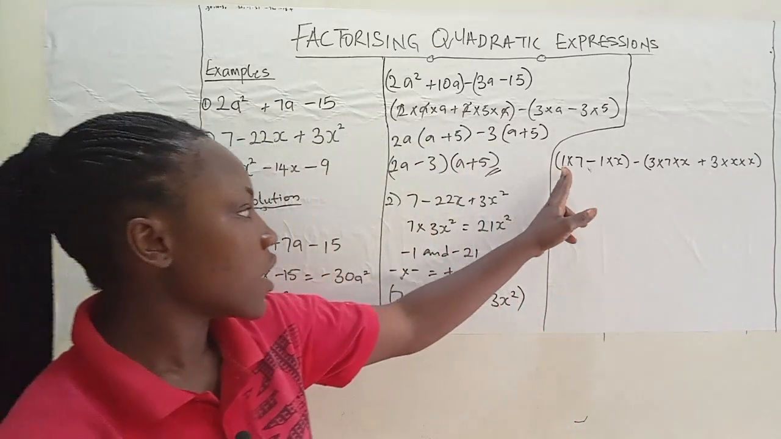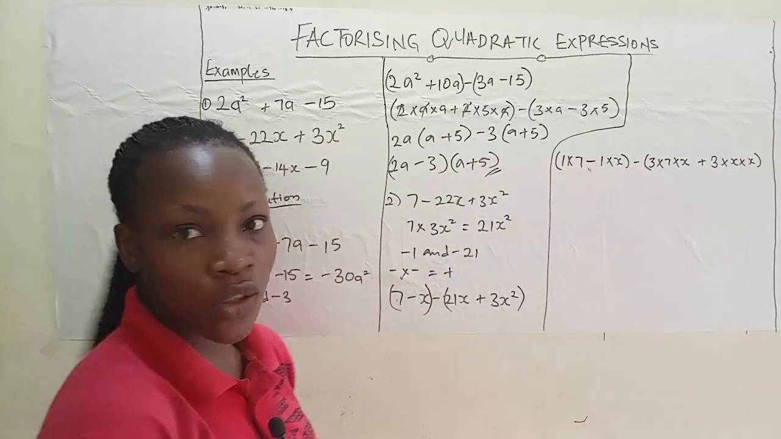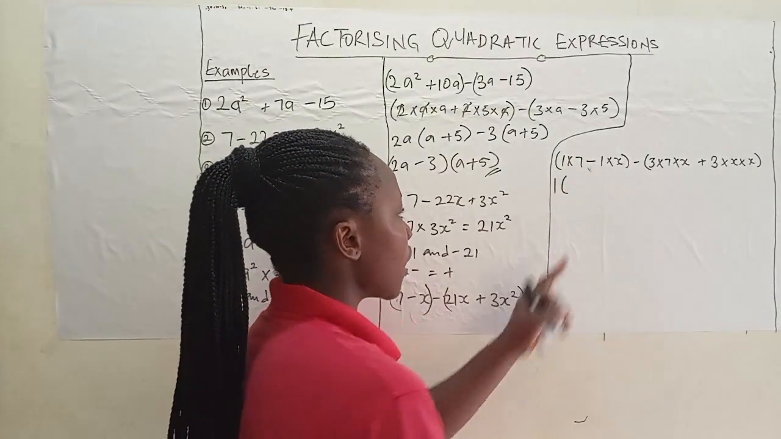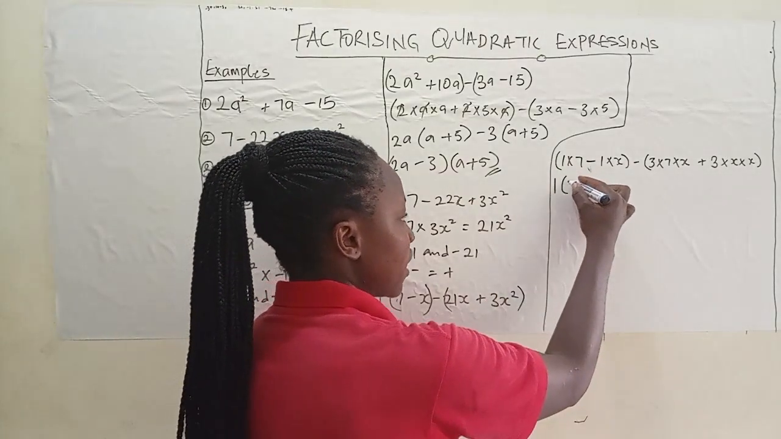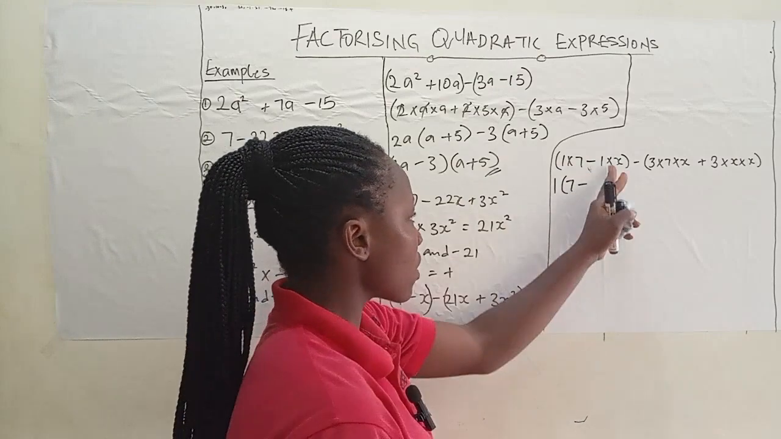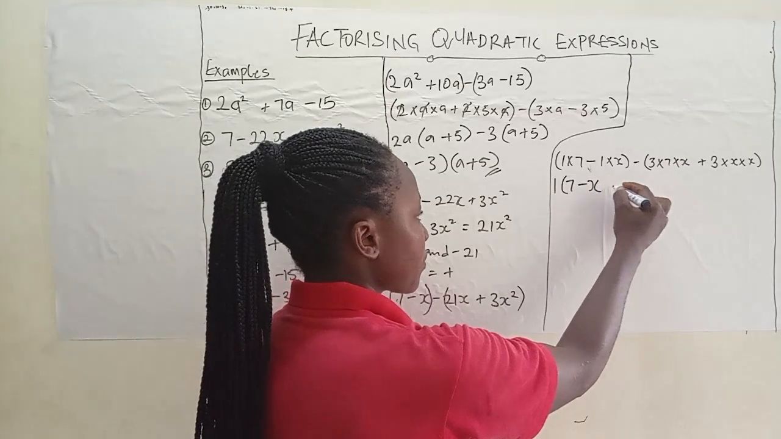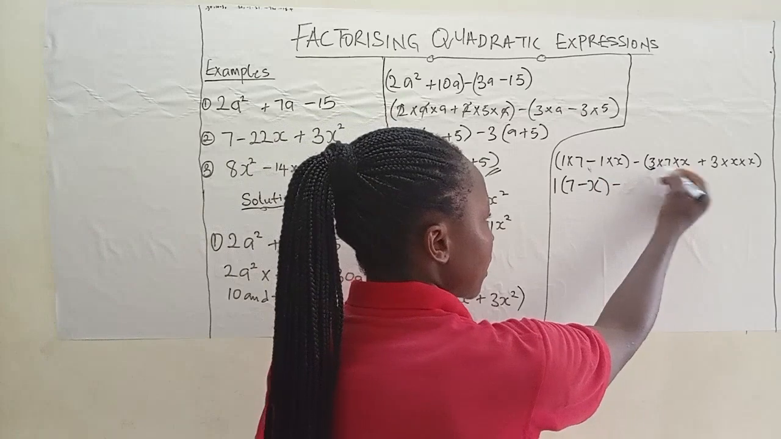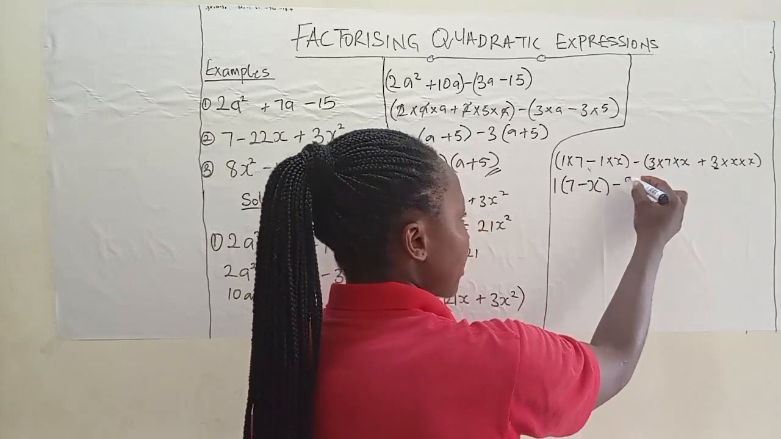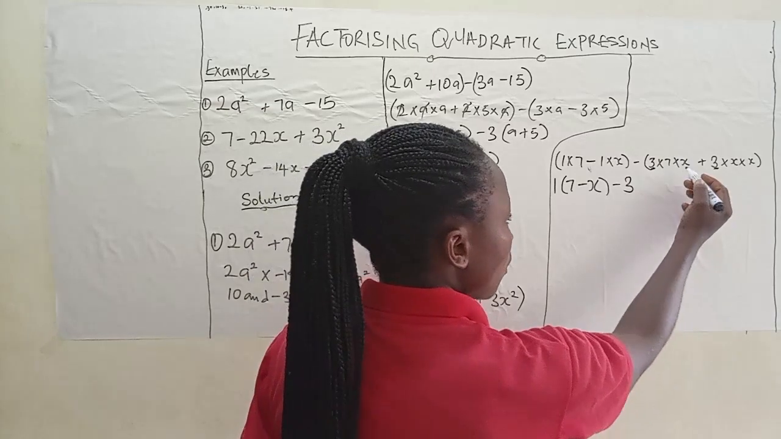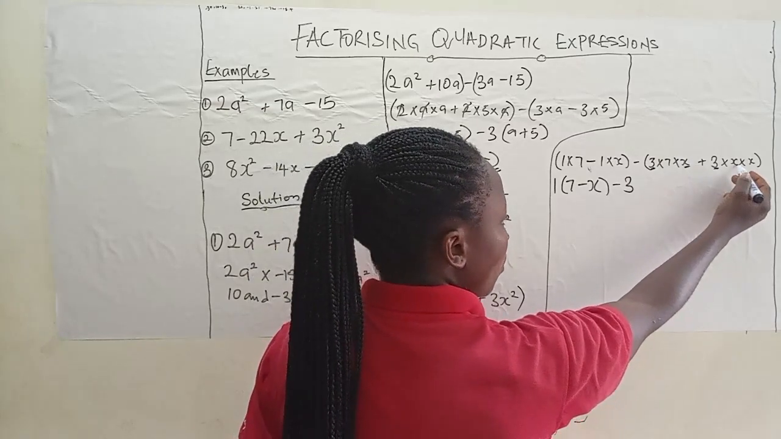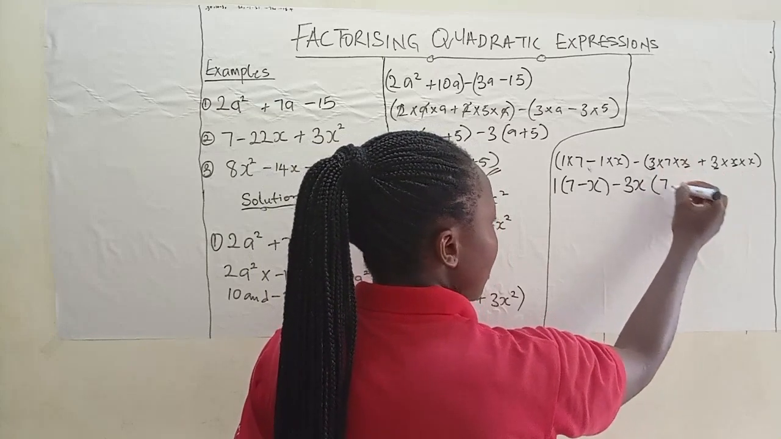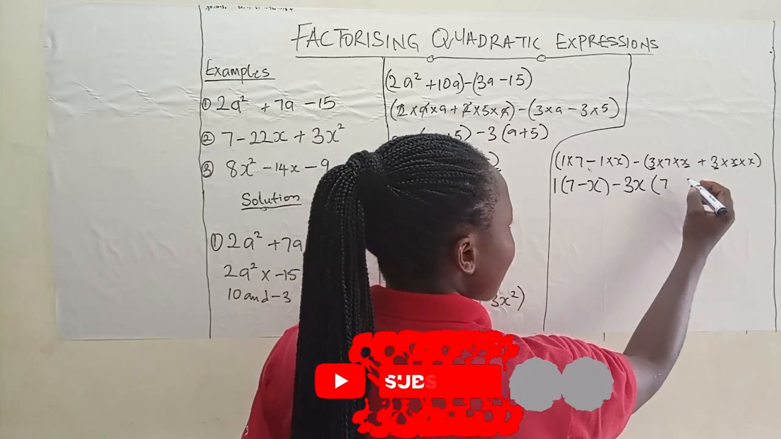If we have 1 here, we have 1 here. So we are bringing out 1. Here, 7 is remaining, minus x is remaining here. Likewise here, we have this 3 here, we have 3 here. So I'm bringing out 3. We equally have x here, we have x here, we're bringing out x. So here is remaining 7, while here is remaining x.